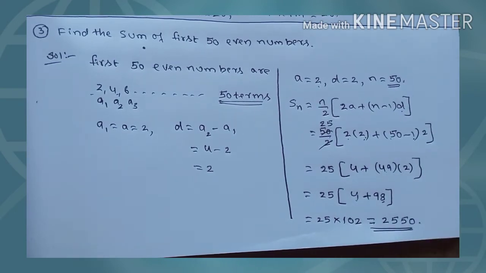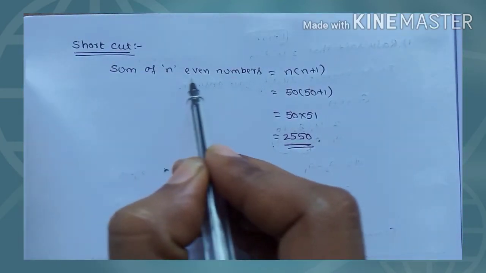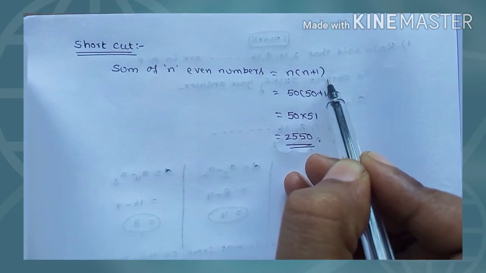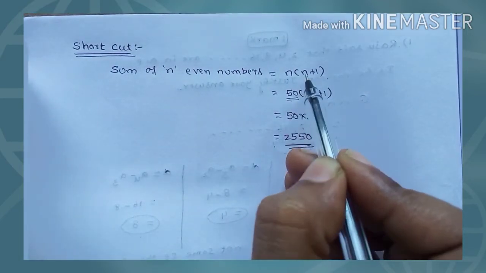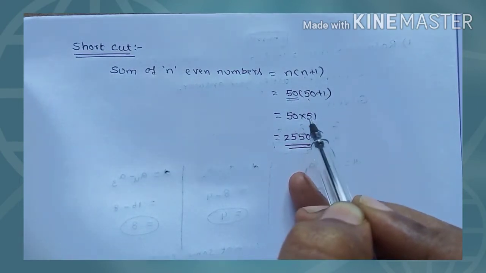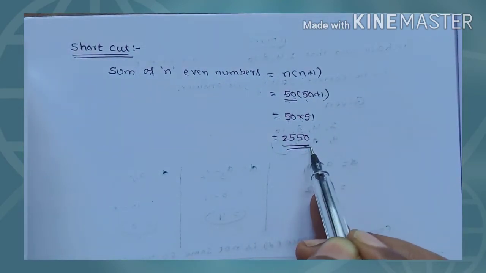2550. Shortcut method for the problem: the sum of n even numbers is equal to n into n plus 1. Here the sum of 50 numbers is given, so n value is 50, and n plus 1 is 50 plus 1, which is 51. 51 into 50, the result is equal to 2550.